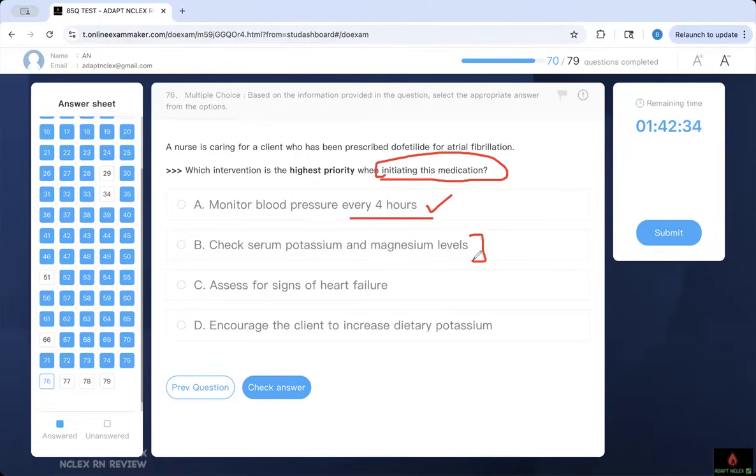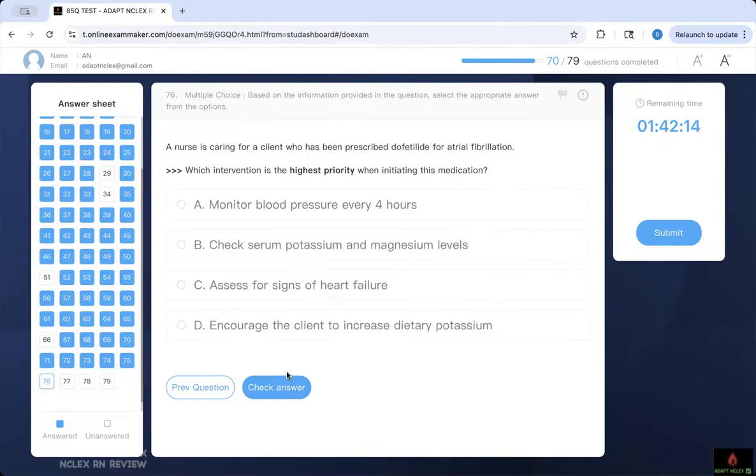You say, I check it before I give. Assess for signs of heart failure. Okay, I will assess for it before I give. Encouraging the client, that will be later. When he eats potassium, it's going to take a while. Then you're left with this.